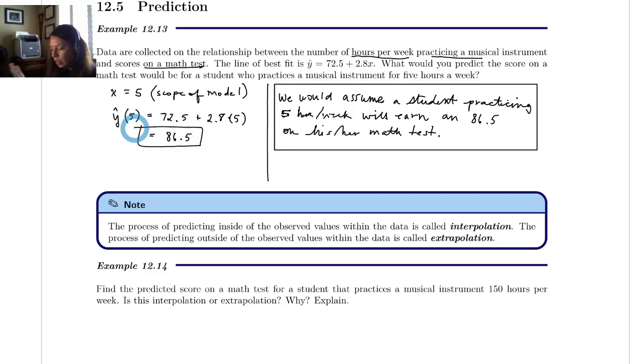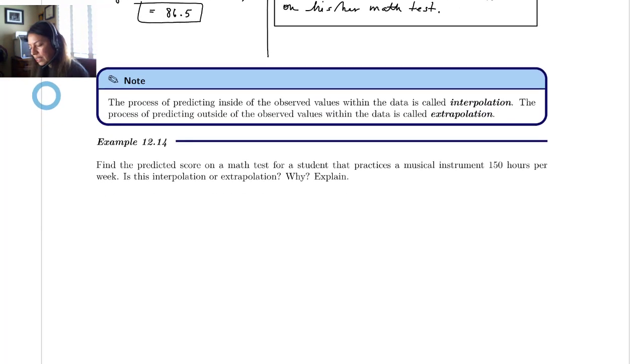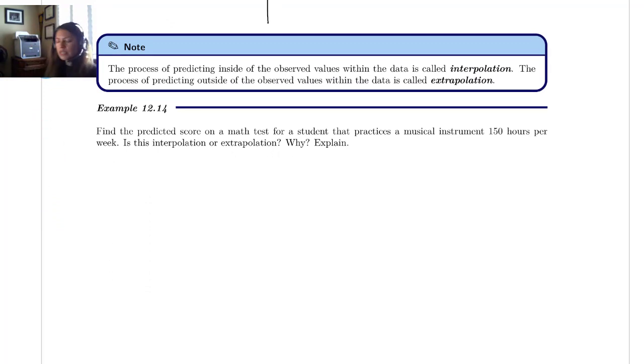So what does this mean? Well, if you predict inside of the observed values, then that's called interpolation. When you're within the scope of the model, like 5 hours per week, that's within the scope of the model for sure. That's interpolation. But if you wanted to use this to predict outside of the model, like far off, that's called extrapolation.